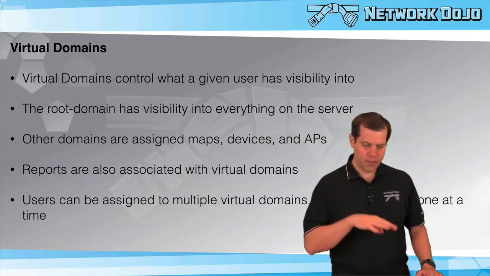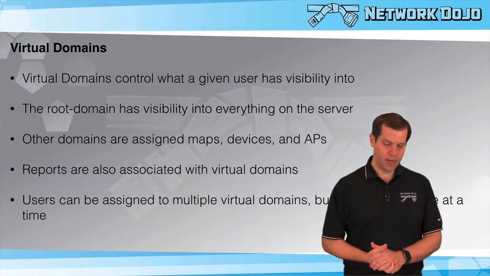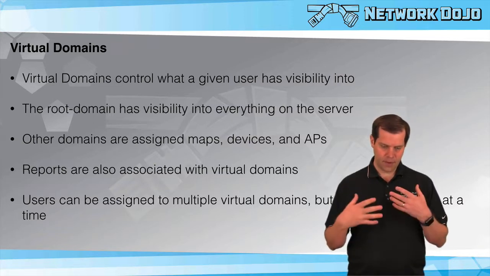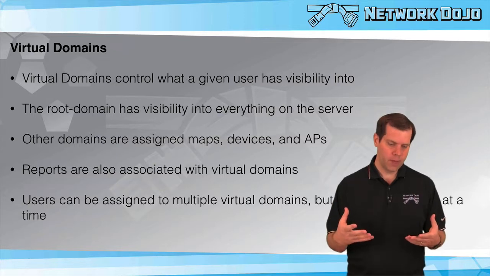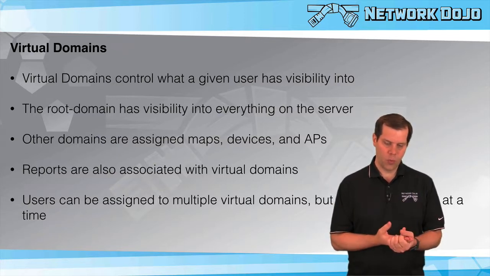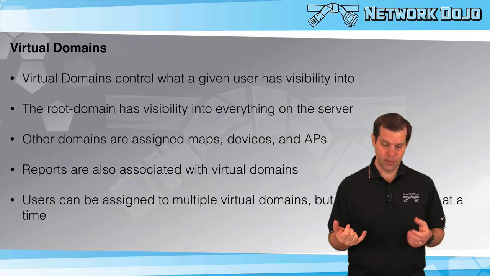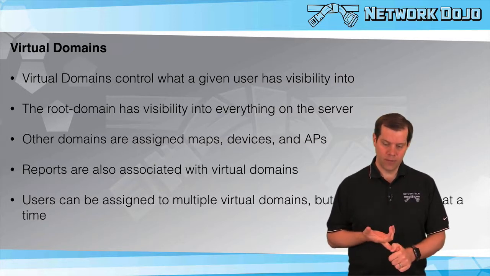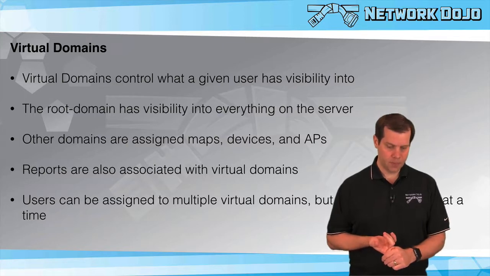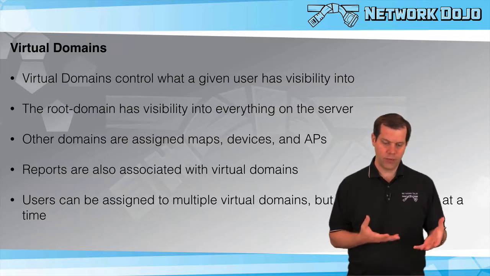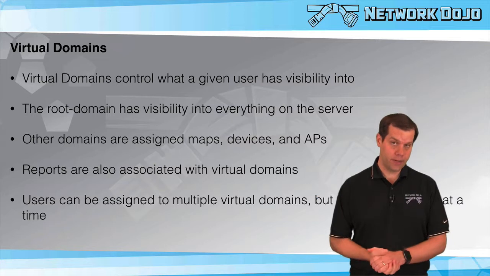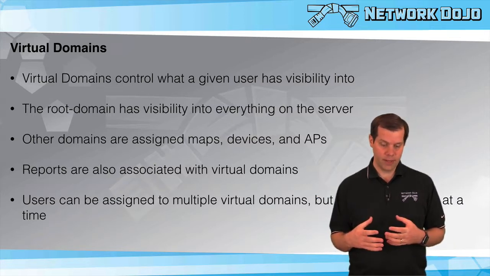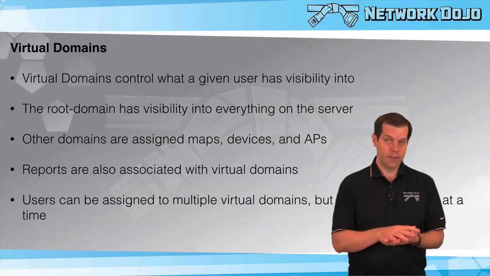Okay, virtual domains. We referenced this. Let's talk about virtual domains in a little bit more context. So while your group says what types of actions you can take within Prime, the virtual domain controls what you have visibility into in terms of devices, your controllers, your access points, what maps can you see. And so there's a root domain that has visibility to everything on the server, or we can create other virtual domains that only can see these devices and these maps.